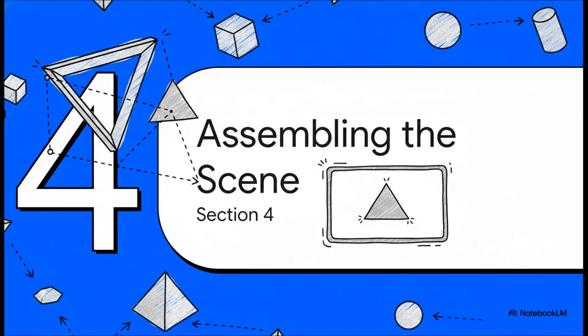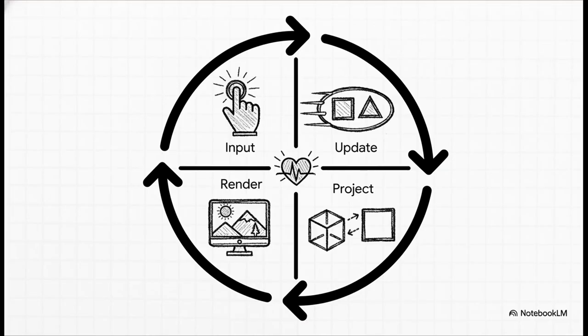Fantastic. So we can now take a 3D triangle, project its 3 corners onto our 2D screen, and draw the whole thing. But a world isn't just one triangle, is it? It's a whole scene, packed with objects. So how on earth do we manage all of that at once? The answer is something we call the engine's heartbeat, or more commonly, the game loop.